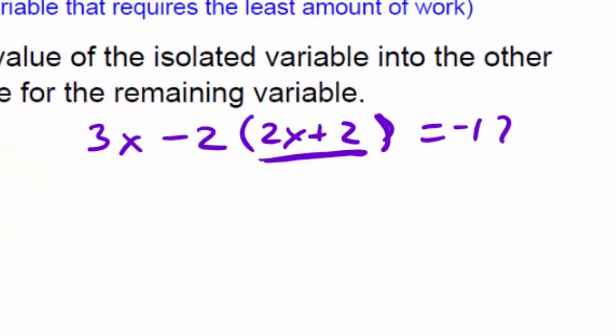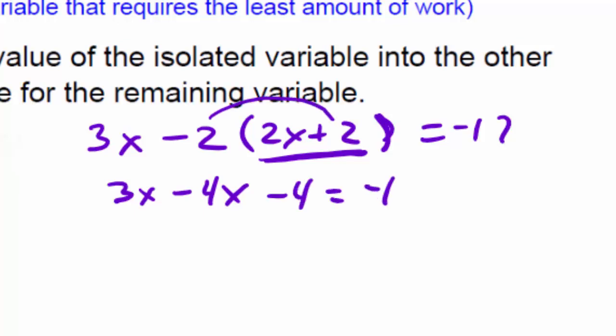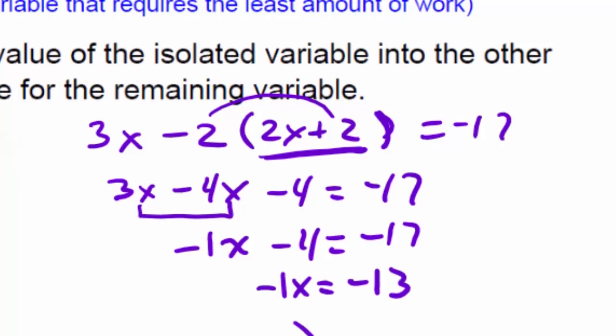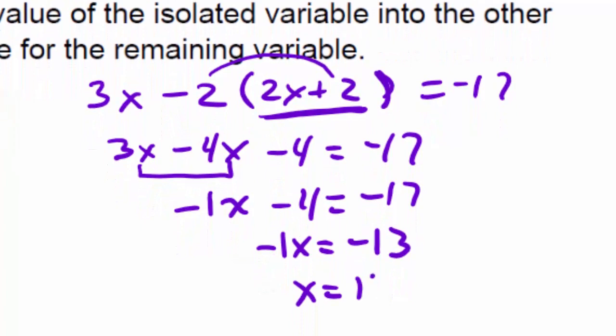Now continue to solve. Distribute: 3x minus 4x. When I distribute the negative 2, I get a negative 4, equals negative 17. Combine my like terms and I end up with negative 1x minus 4 equals negative 17. Now I want to add 4 to both sides, so negative 1x equals negative 13. Multiply both sides by negative 1, and x equals positive 13.